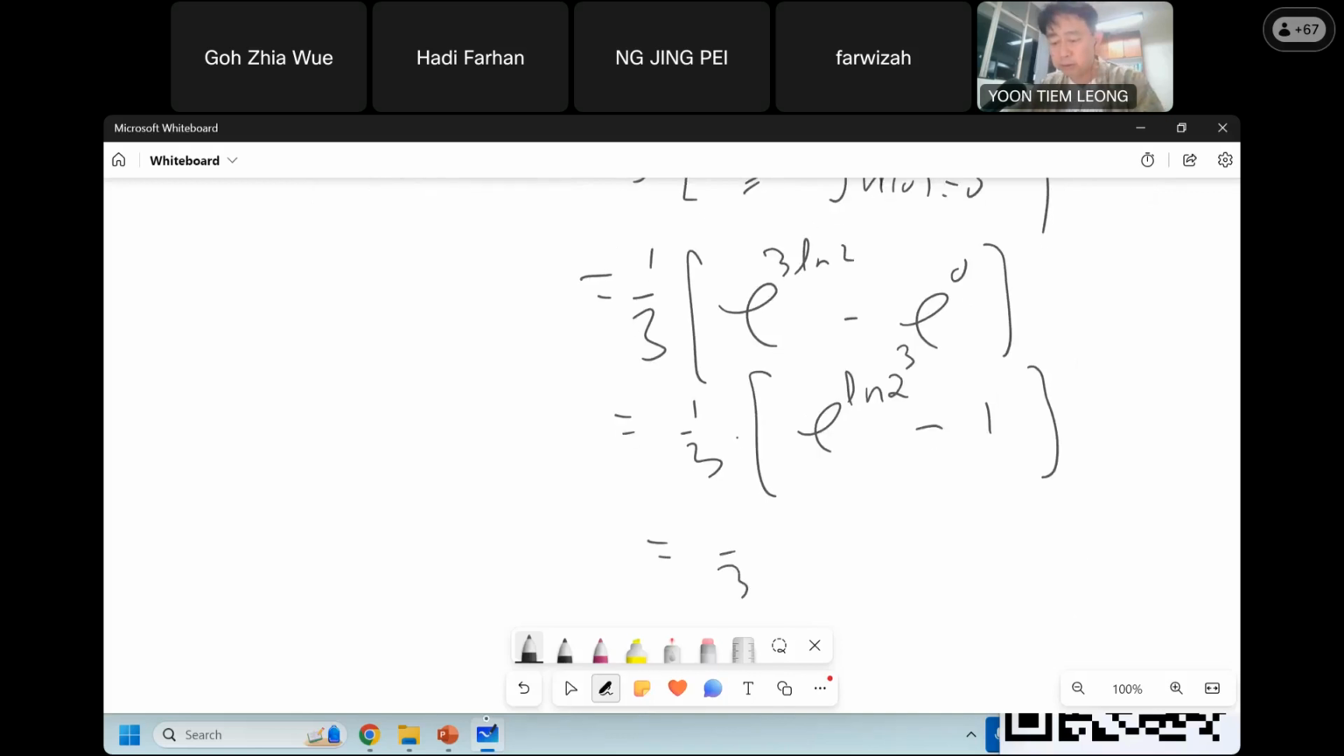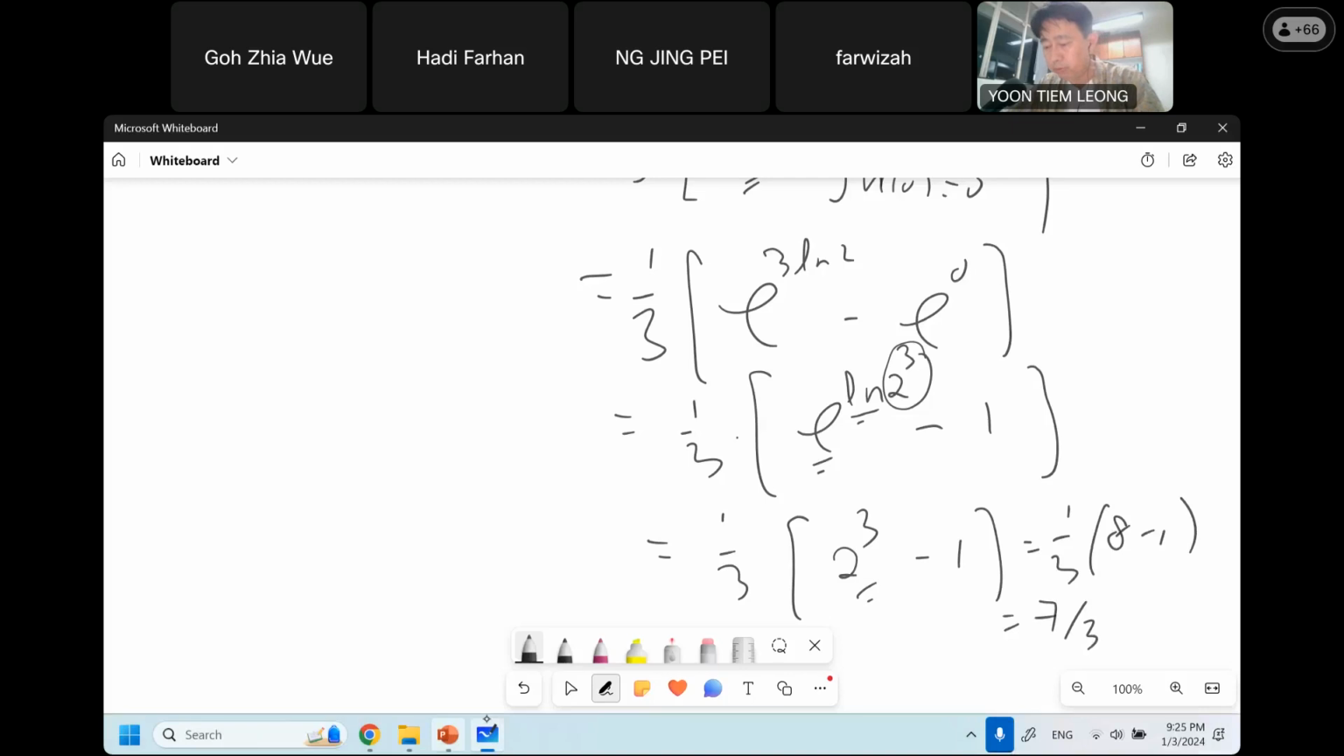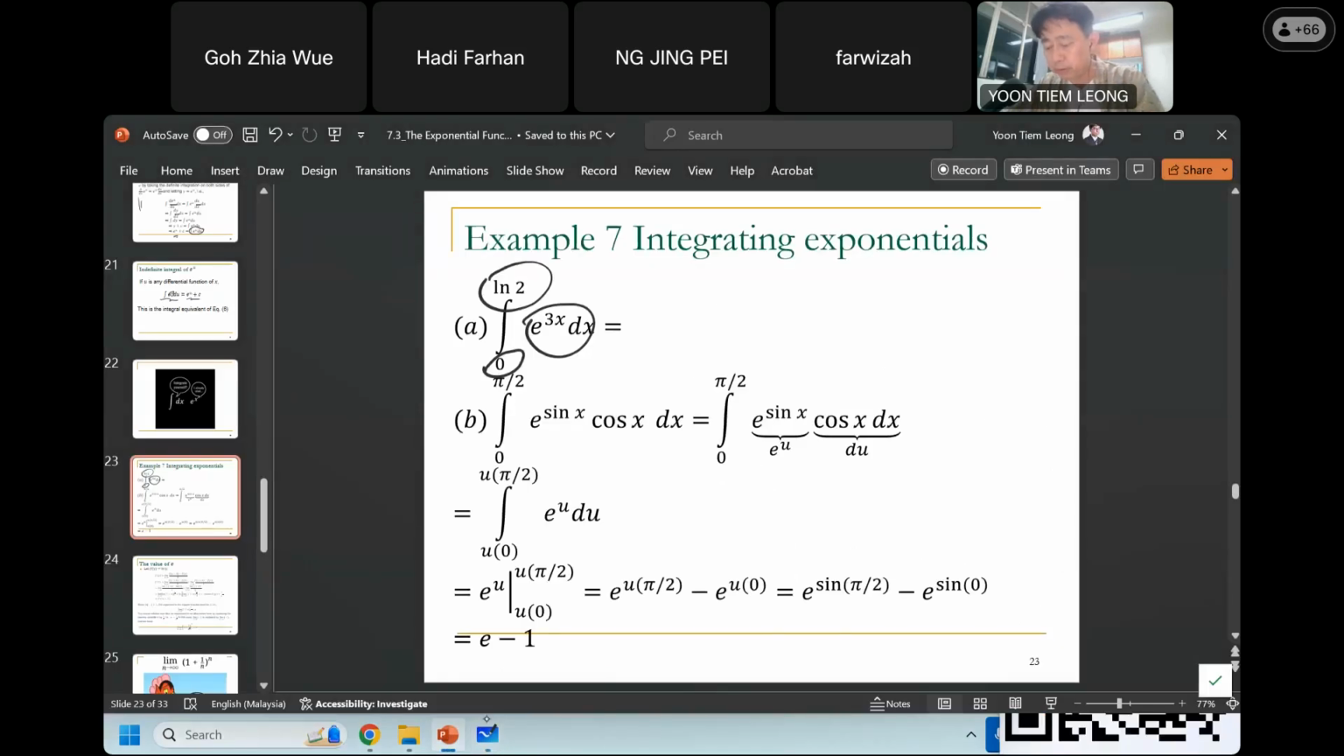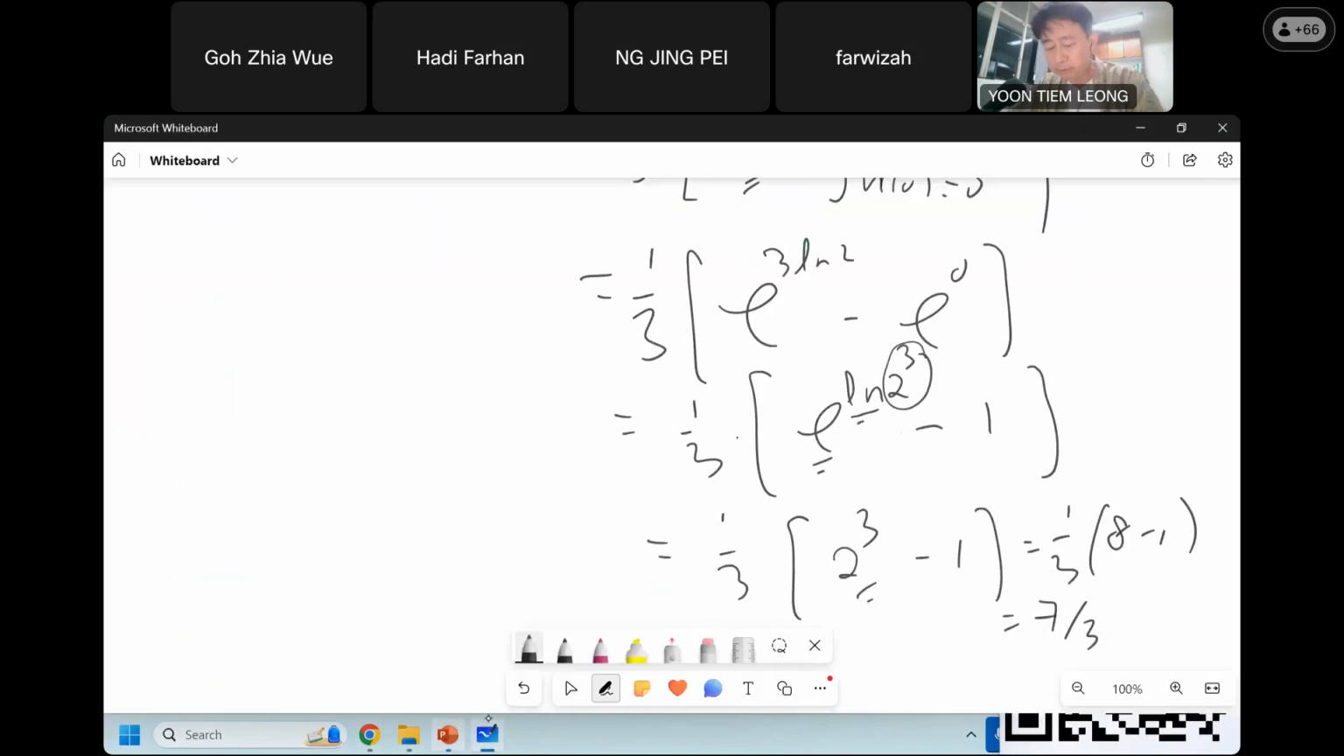I mentioned that earlier on. That is 1/3. Then you have here 2 to the power 3, because you have exponential raised to the power ln, and then this would be just your function, minus 1. So it will be 1/3 times 8 minus 1, which is then 7/3. So according to my calculations, this will be equal to 7/3.